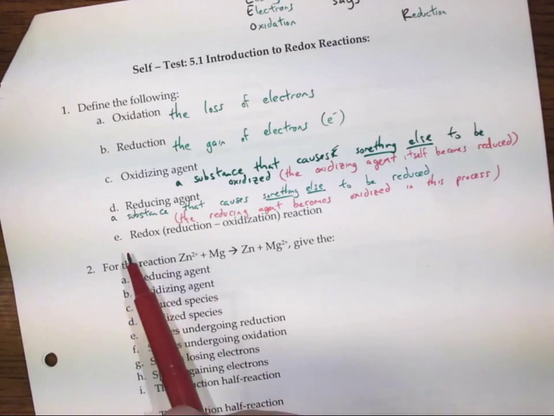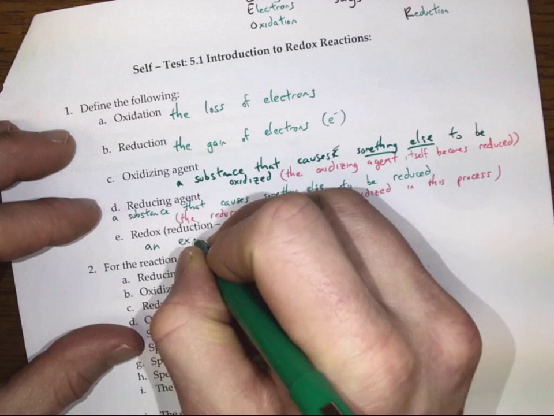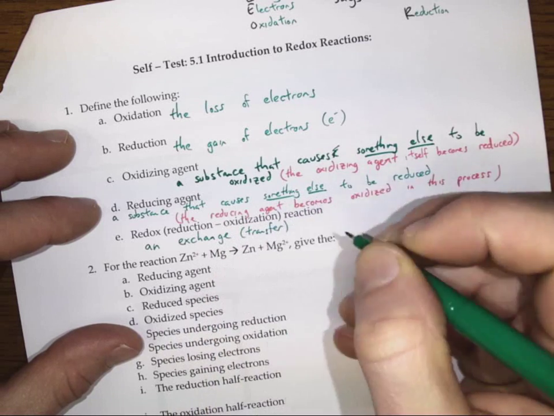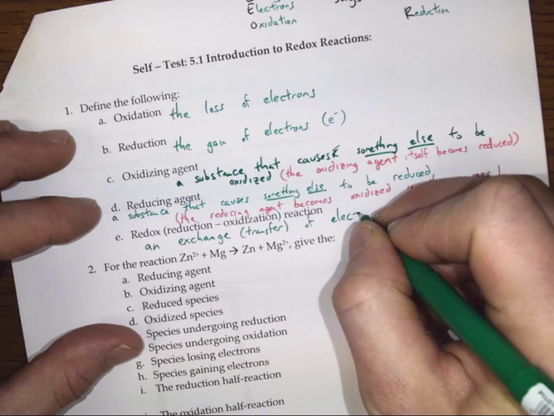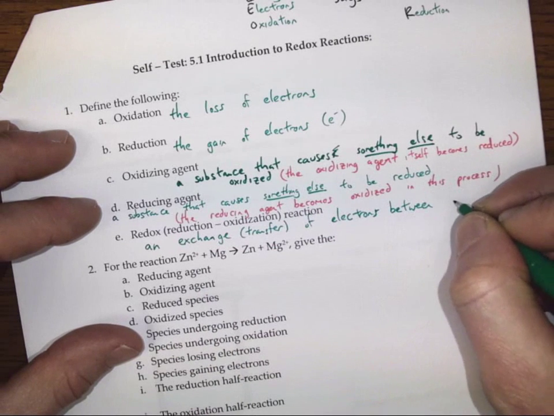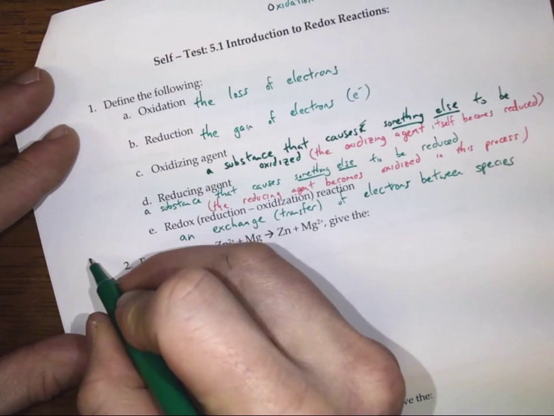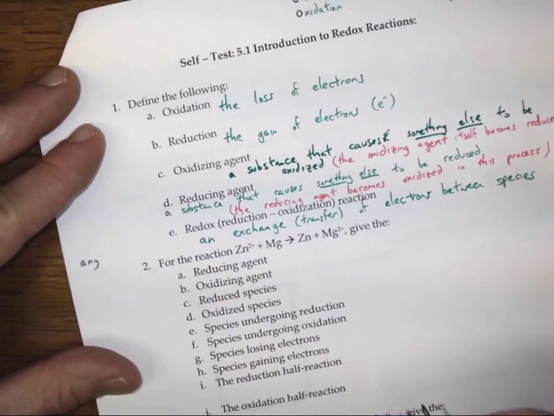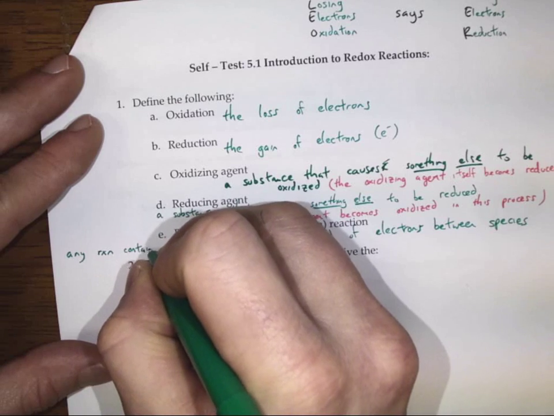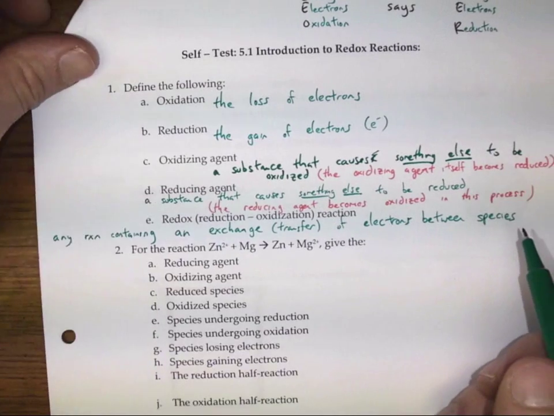Okay, and a redox reaction is simply an exchange or transfer of electrons between species. So, maybe I could generalize that. It says any reaction containing an exchange of electrons between two species.